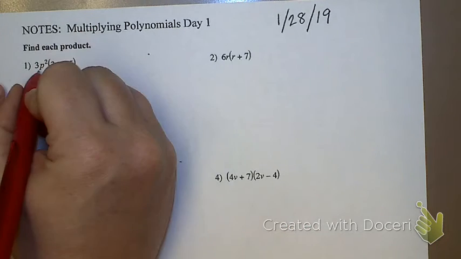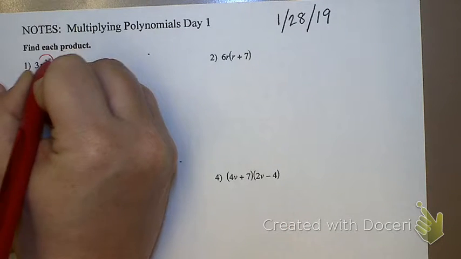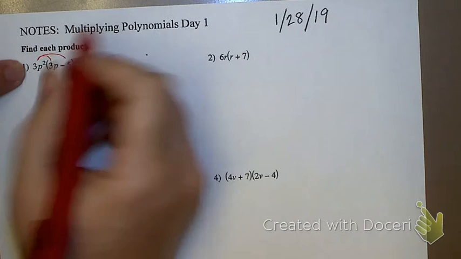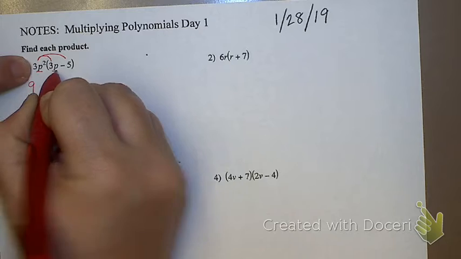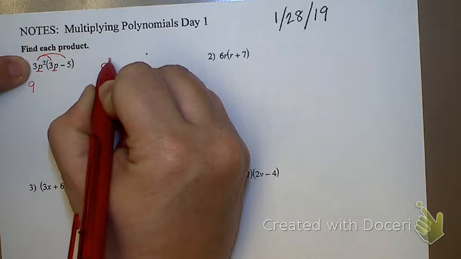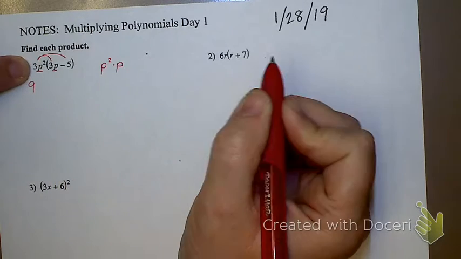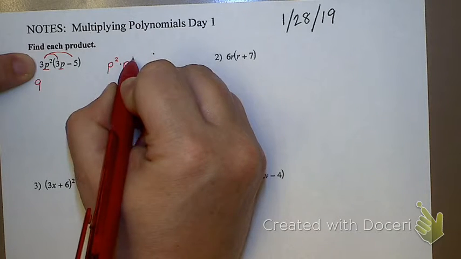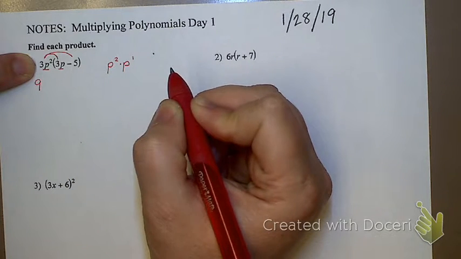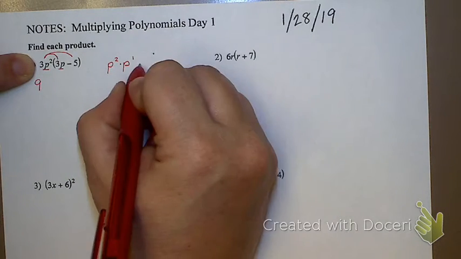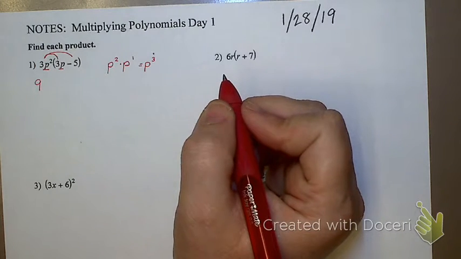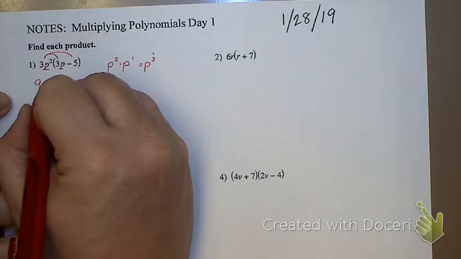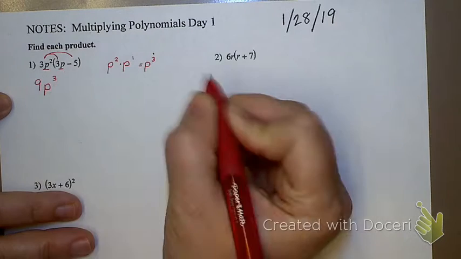I have something outside. All I'm going to do is take it and multiply it through. So let's see, what's 3 times 3? That would be 9. What about p squared times p? If we remember back to our exponent rules, that would be p to the first. And what would we do with the exponents? We would add them. So that actually ends up being p to the third. So as you're multiplying here, you're going to be adding exponents. So I have p to the third right there.